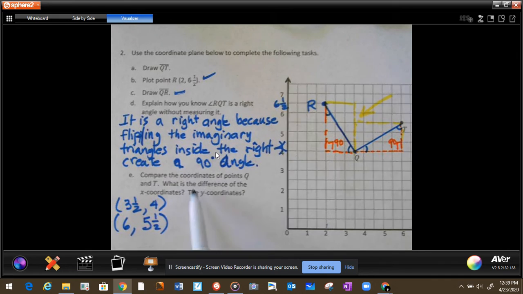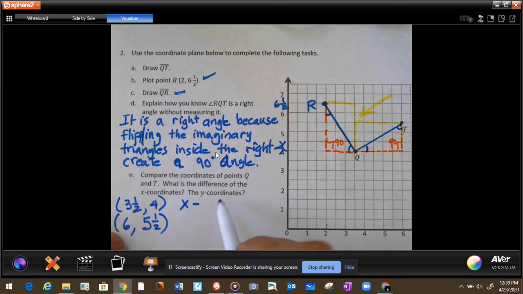So notice that it asks what is the difference of the X coordinates. Remember, a difference means a subtraction. So the difference between 6 and 3.5 is 2 and 1/2. And what is the difference between the Y coordinates? The difference is 1 and 1/2. So that's what they're talking about. That's the difference.